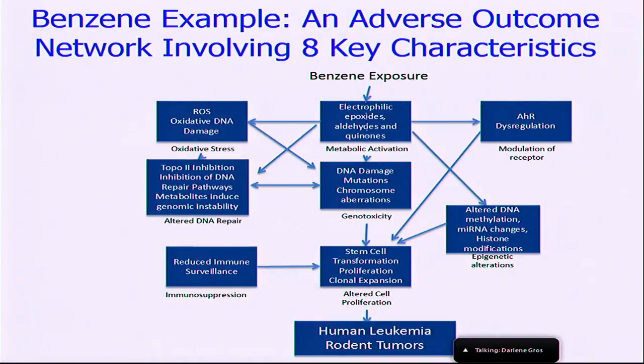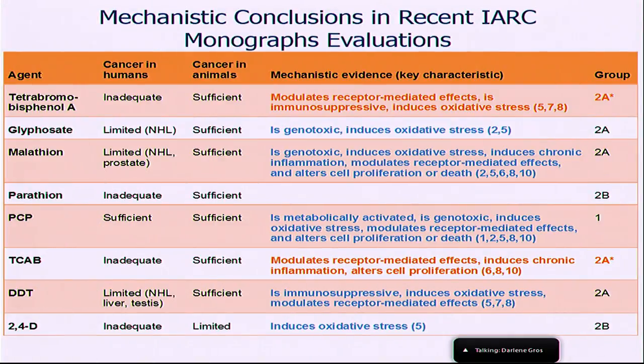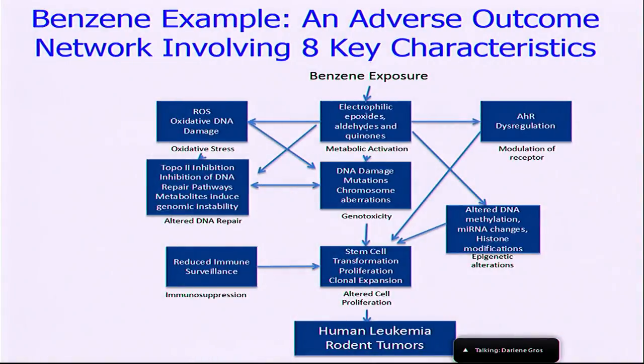a pathway. So it's actually an adverse outcome network, each of which has probably different dose responses and different effects in different people. And you have a systems type of approach with this. And so we have to think in terms of systems biology and networks rather than pathways.